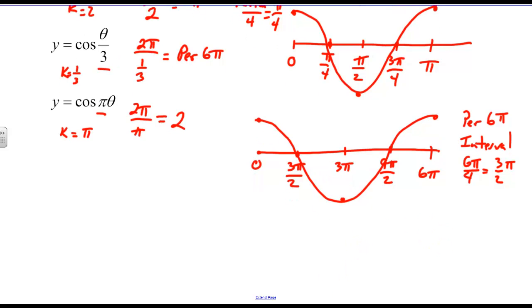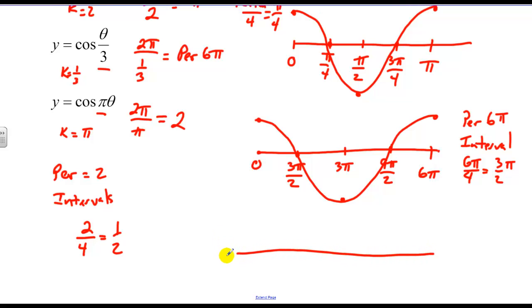Finally, let's say my period is equal to 2, and my intervals will then be the period divided by 4. So my intervals in this case are going to be a half. This is a little bit tougher to see, because my x multiplier in this case is going to be 1 over pi.